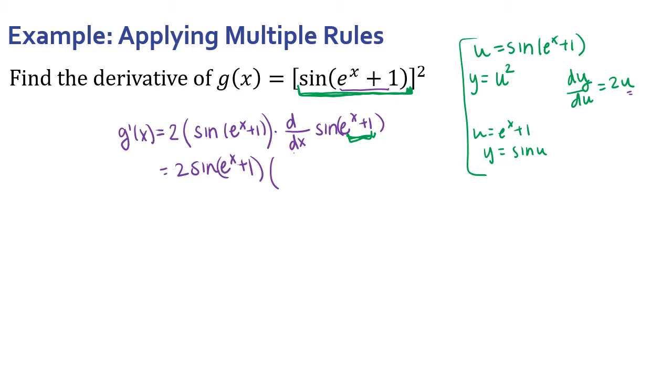Okay, so our outside function is the sine function. So the derivative of the sine function is cosine. And then again, it's with respect to the inside function, times the derivative of our inside function. So that's e to the x. So this whole thing becomes 2e to the x times the sine of e to the x plus 1 times the cosine of e to the x plus 1.